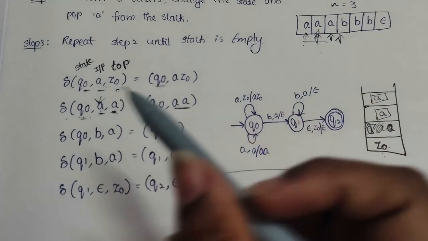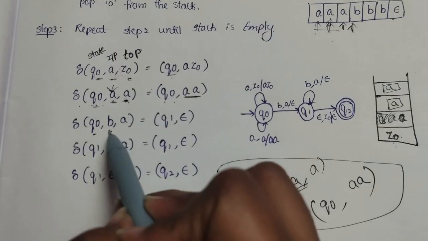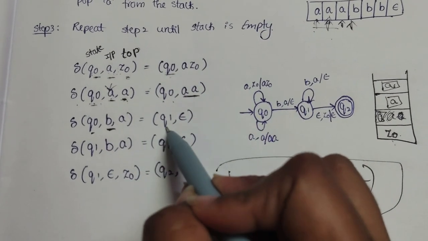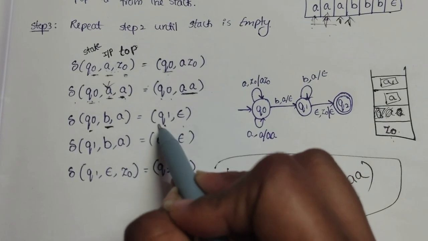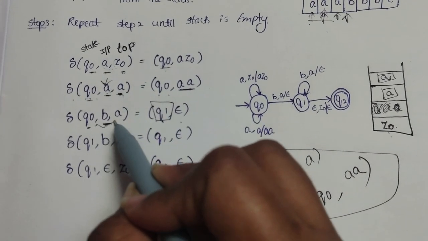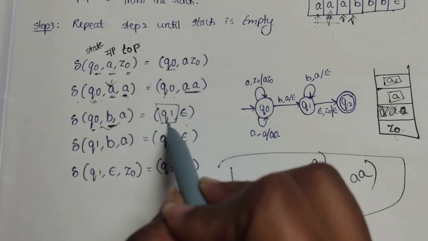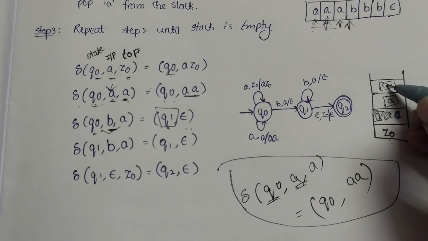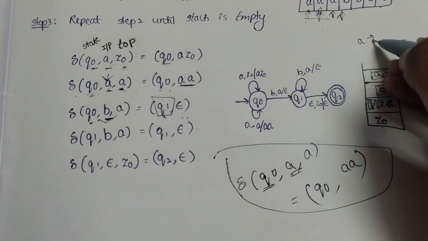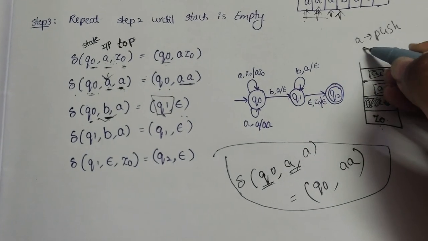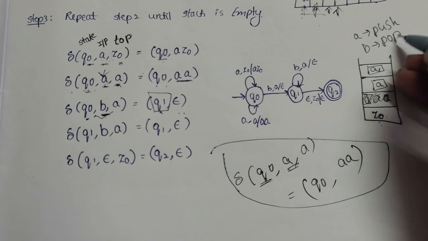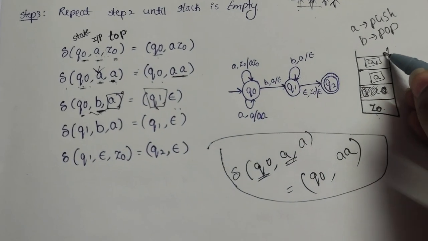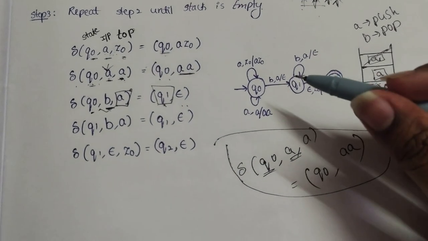Now B. Q0, comma, input B, comma, what is the top of the stack? It is A. And Q1, comma, epsilon. We are changing the state because B occurred. Only the first occurrence of B will be changing the state. So Q1, comma, epsilon. Why epsilon? Because I already told you, A is for pushing and B is for popping. We are going to pop this element. So Q0, comma, Q1, comma, epsilon.